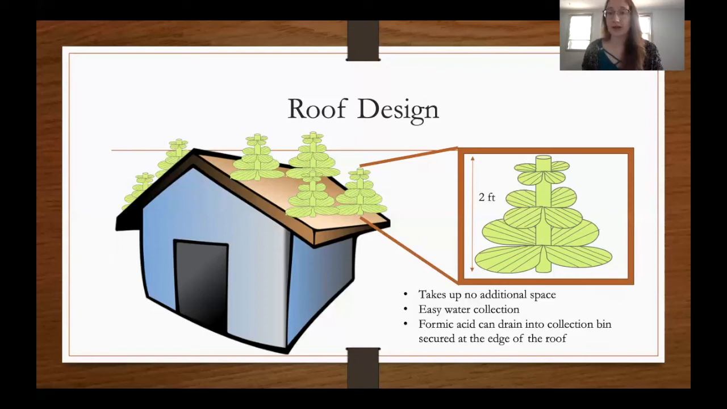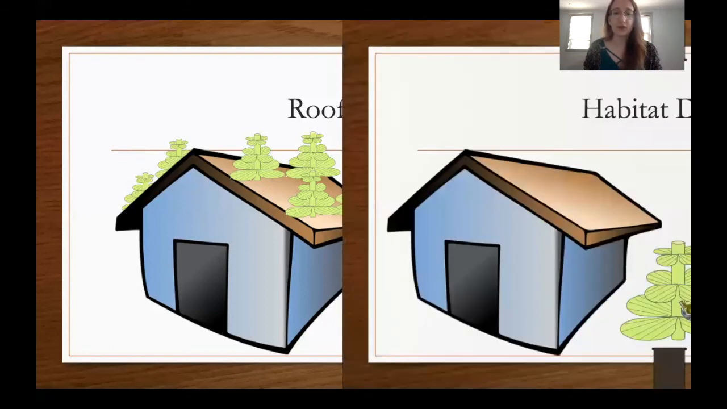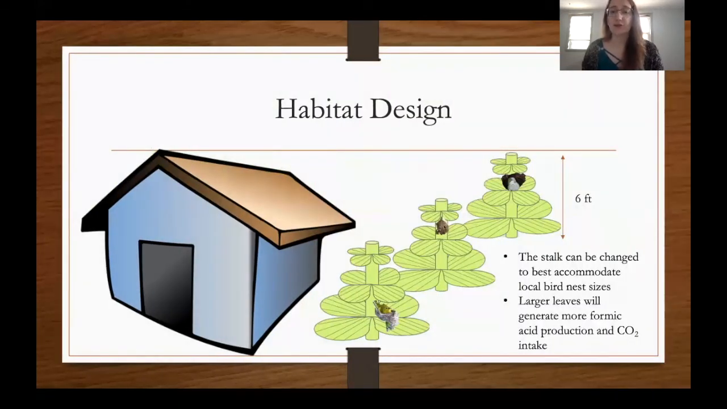So this is great for a rural setting where there's actual habitat, but what about solving that issue of birds and land destruction? So another design is to scale these devices up. They're about the size of short trees, and we still get this formic acid accumulation and production, but the birds can also use these stalks to build their nests.